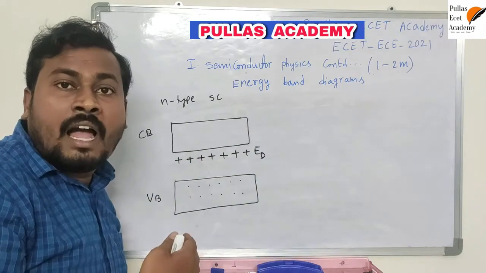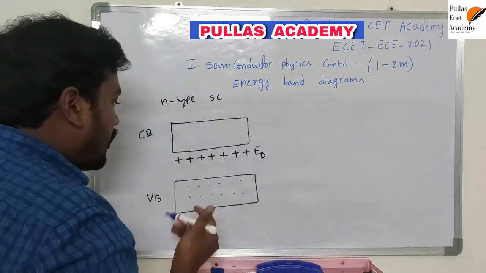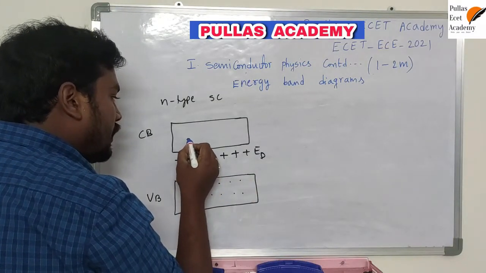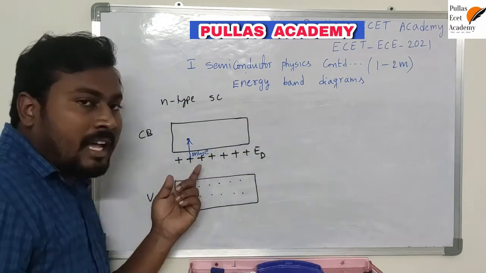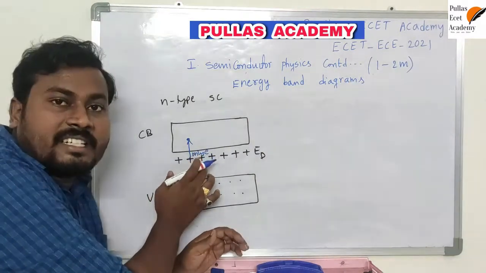At T equal to 100 Kelvin, each phosphorus atom can donate its fifth electron. So thereby, electron can move from here to here. So here only electron is generated. This is what I have told in the last class also. So only electron is generated here.